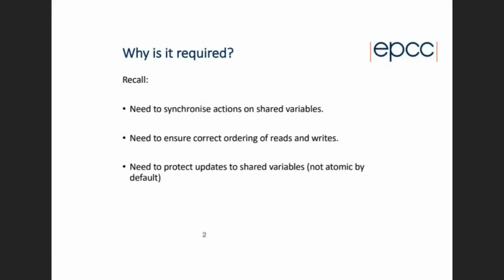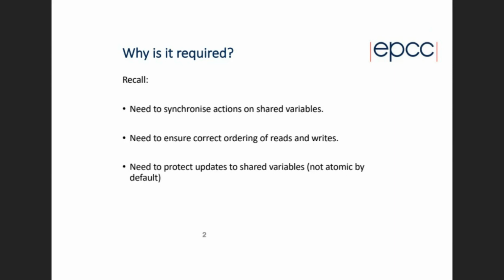So why do we need this? Just remember from yesterday, we need to be able to synchronize actions from different threads on shared variables. We need, in particular, to ensure the correct ordering of reads and writes. If we need to ensure that one thread writes a value before another thread reads it, then we need to do some synchronization between the threads to make sure that those actions happen in the order in which we intend, and that we don't end up with a race condition.